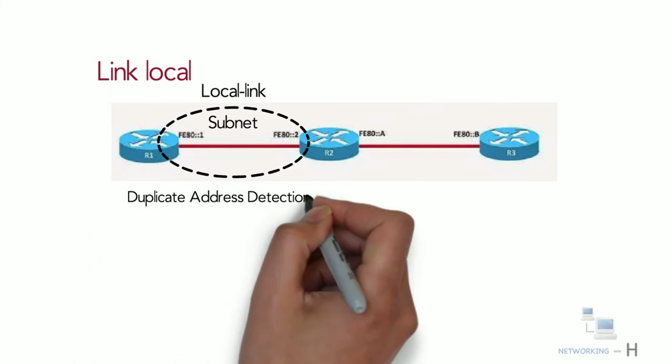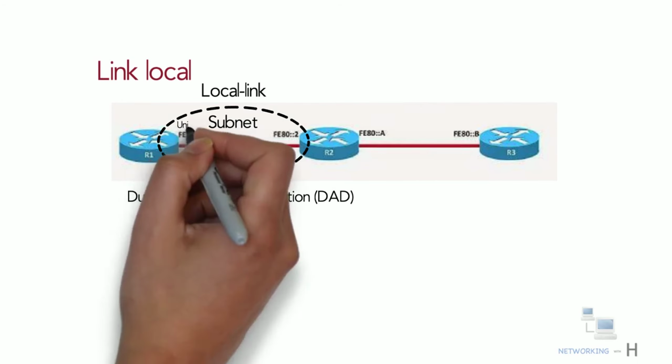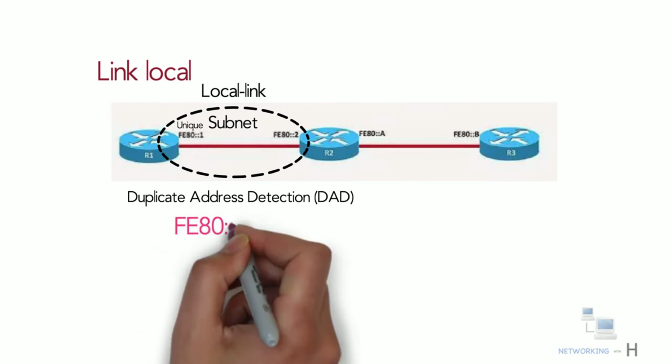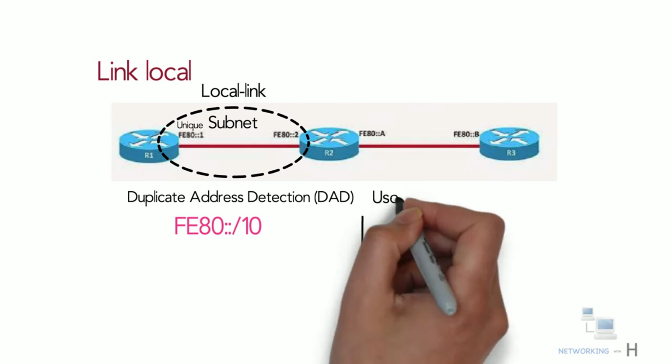Devices can use duplicate address detection (DAD) to determine whether or not the link local address is unique. Link local addresses have a prefix of FE80::/10. The following are some of the ways IPv6 devices use link local addresses.